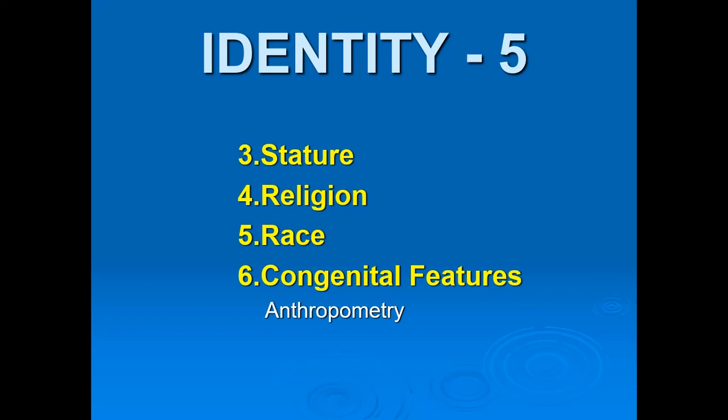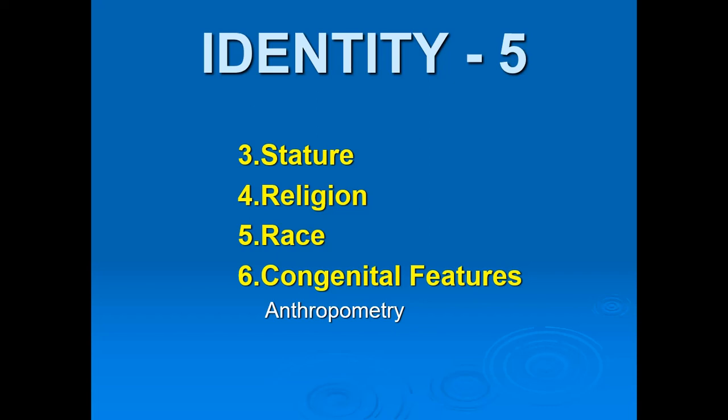This is the second online lecture, on Thursday, and we are discussing parameters of identity. So far, two important parameters have been discussed. Number one, age, and number two, sex.